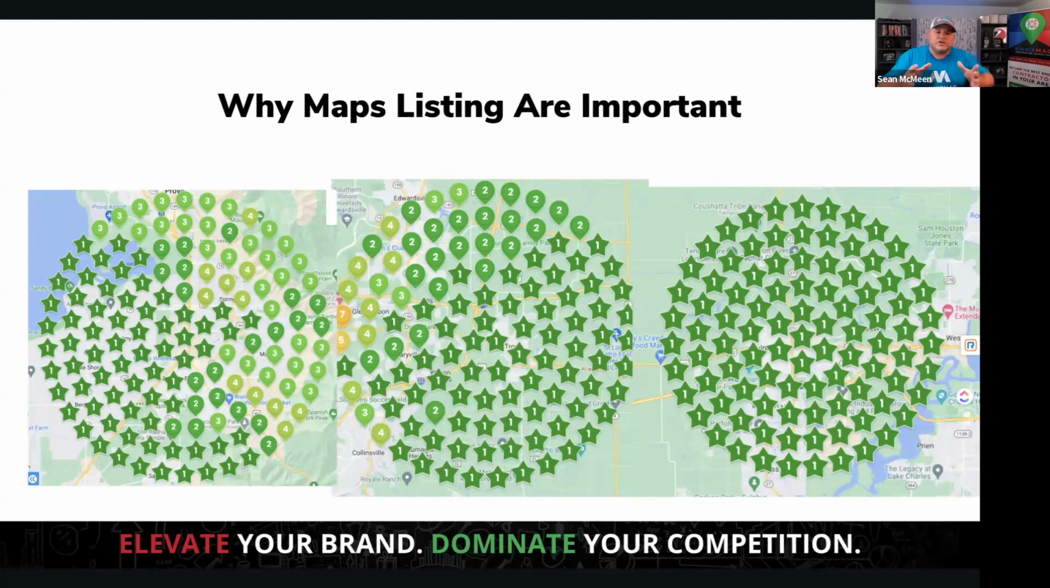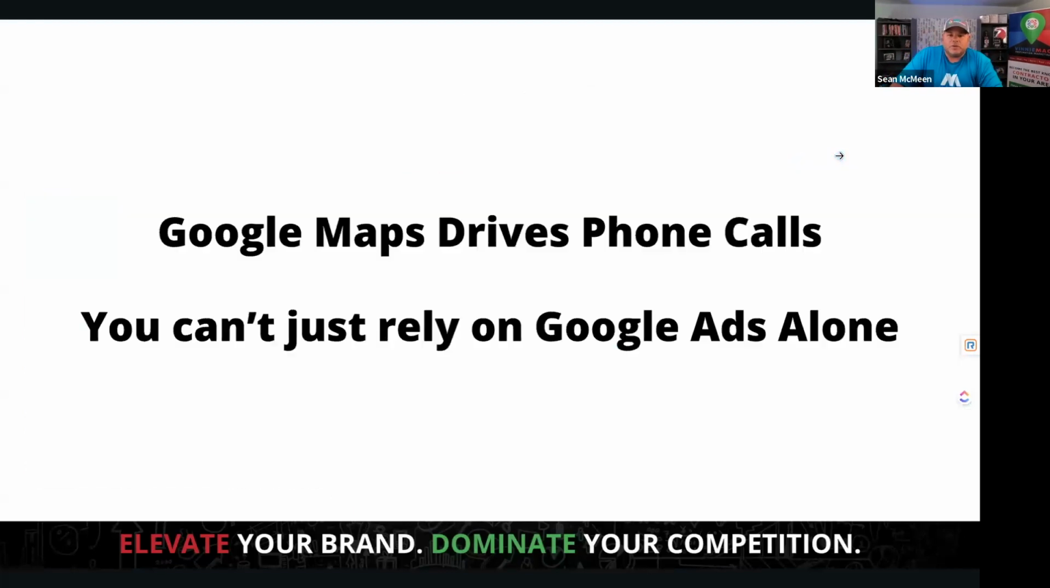Okay, and so this is just an example of expanding out from your immediate office. You want to be 1, 2, or 3. If you're not, you're pretty much invisible on there. So this is the strategy of what we do to turn our clients from completely red and 20th spot to a situation where they're 1, 2, and 3 across the board. All right. So Google Maps absolutely drives phone calls, and you can't just rely on Google Ads.